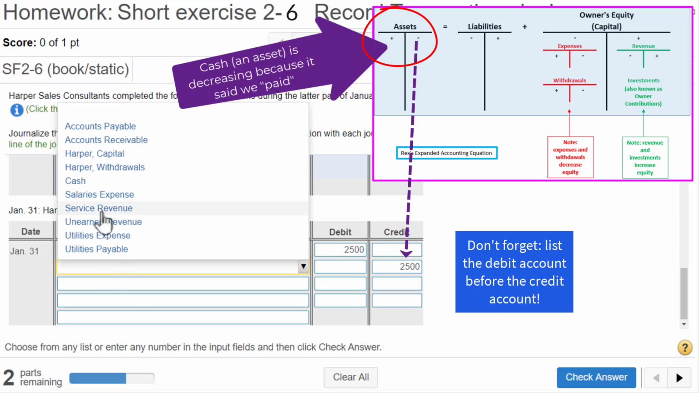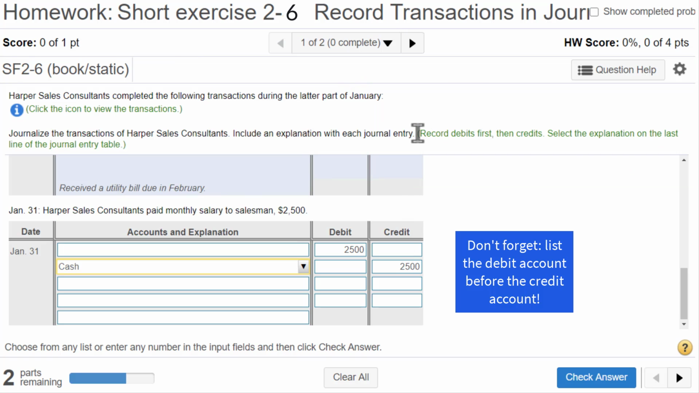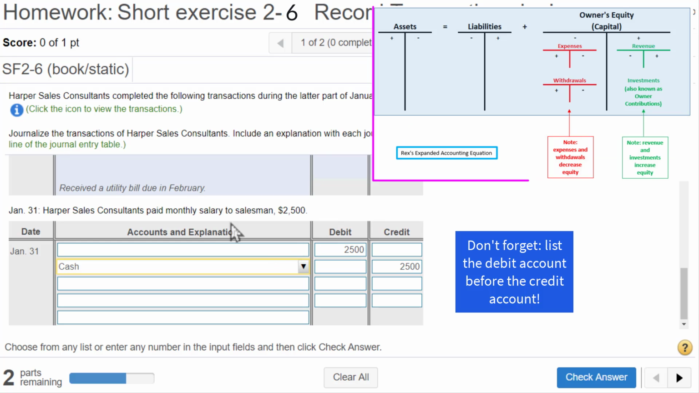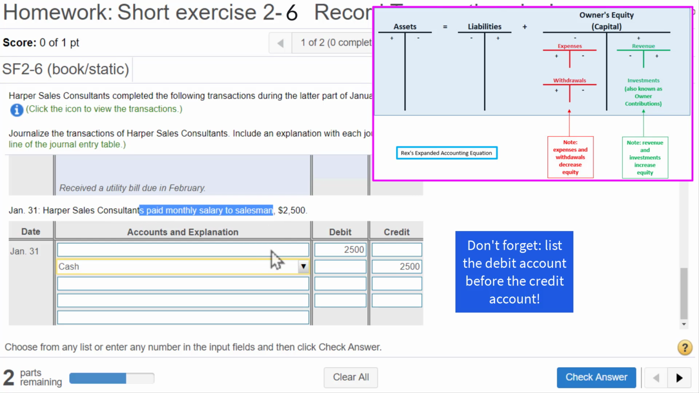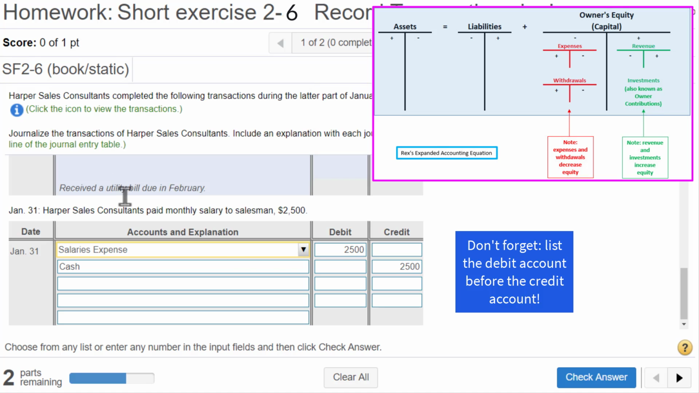So I can't put cash first because the debit goes first. So I'm going to put cash on the second line as a credit. Why am I doing that? Because remember up here, record debits first, then credits. All right, so now we have to figure out what's the debit account. So why are we paying these people? Because they're our salespeople. So let's see if we have a salary expense or something like that. There you go, salaries expense.